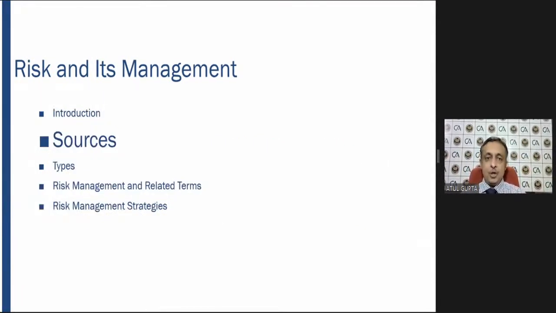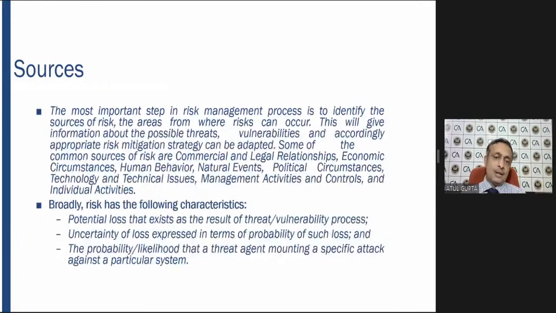Sources of risk. Very important. The most important step in risk management process is the capability of identifying sources. It could be commercials, legal relationship, economic circumstances, human behavior, natural event, political risk, technological technical issues, management activity controls, and individual activity. Please understand each word is a huge discussion. Sources, definition, we are keeping it to the extent given here.